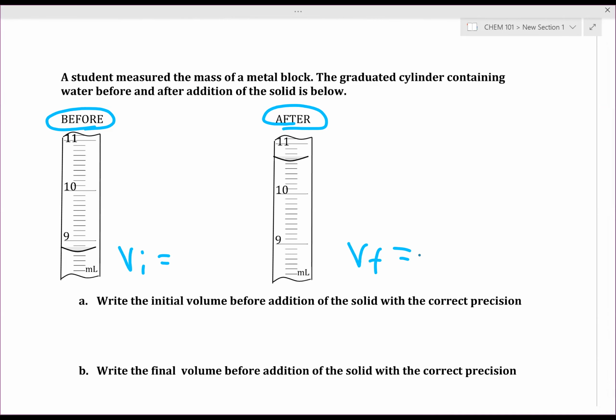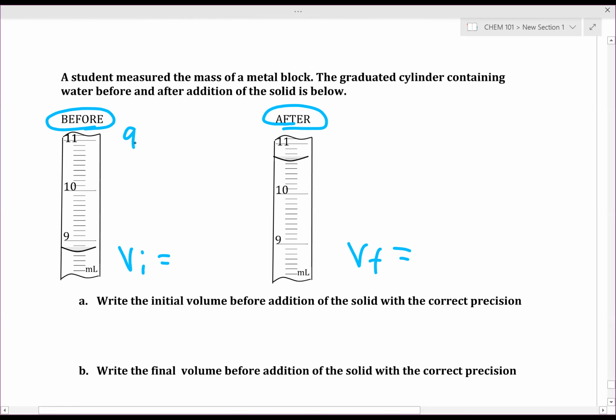Working together now, what's our first order of business? Can I just write off the volume straight away? Do I have enough information to write off the volume straight away? No. In terms of your procedure, you first need to figure out what each of these little tick marks represents and how many digits I can actually report.